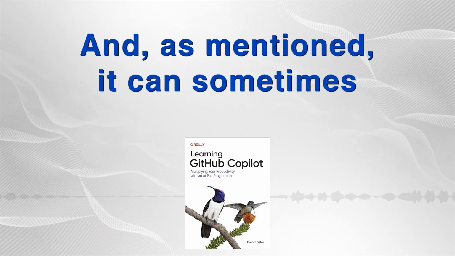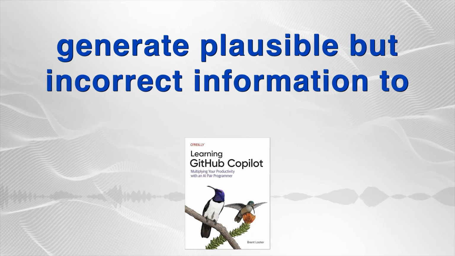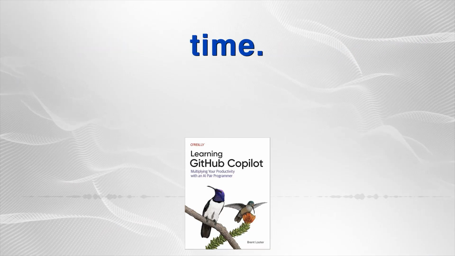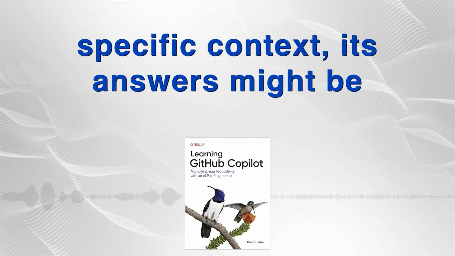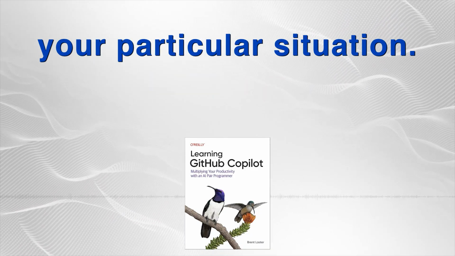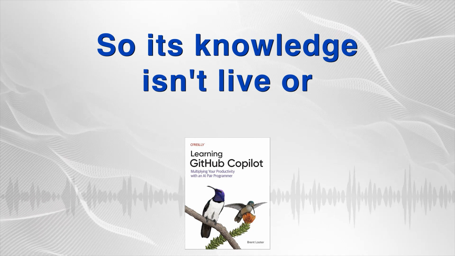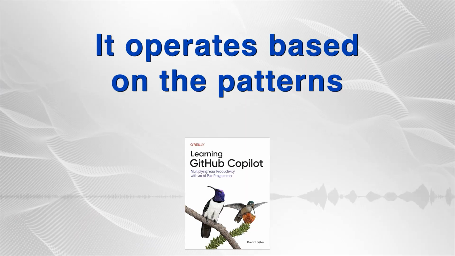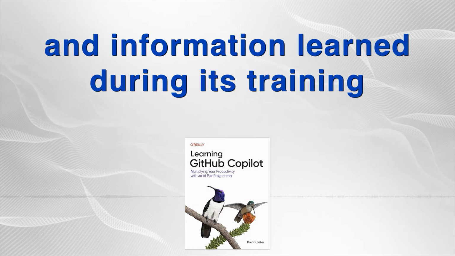And as mentioned, it can sometimes generate plausible but incorrect information, those hallucinations. It doesn't fact-check in real time. Also, if you don't provide enough specific context, its answers might be too general to be useful for your particular situation. So its knowledge isn't live or constantly updated from the internet. That's correct. It operates based on the patterns and information learned during its training phase.